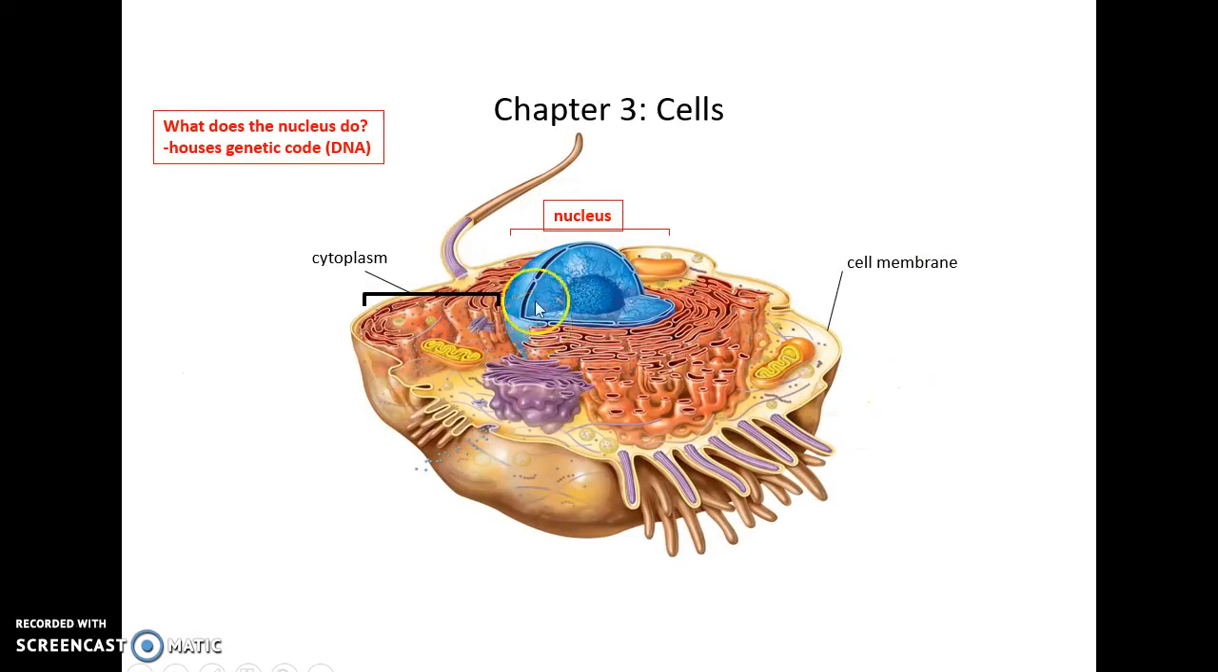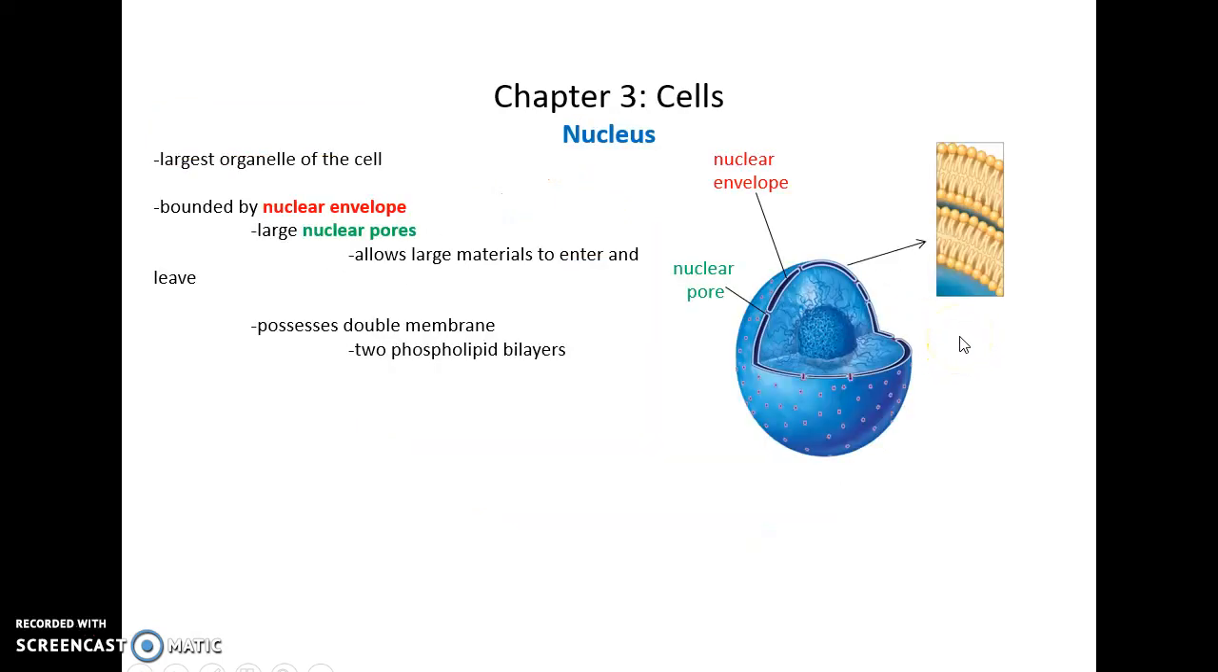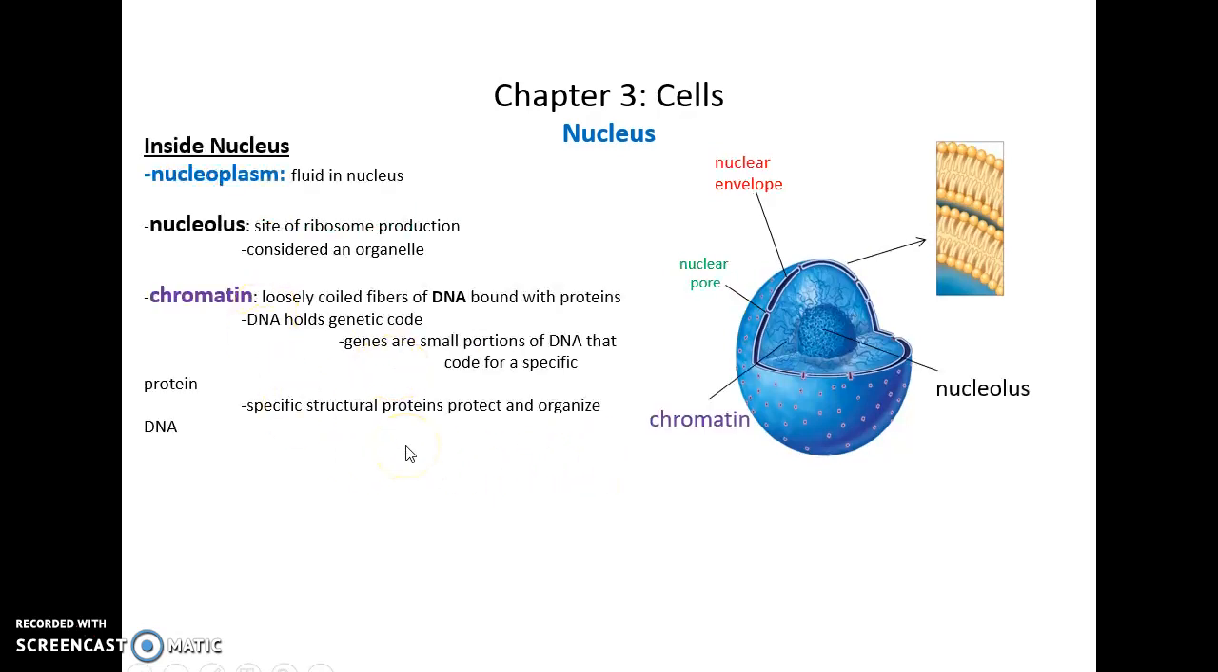Moving on to the nucleus. Nucleus is the largest organelle that houses the genetic code, the DNA. The nucleus has a nuclear envelope, which has a double membrane layer, so two phospholipid bilayers make up the nuclear envelope. There are also very large pores that are there to allow large materials to pass into or out of the nucleus. The fluid in the nucleus is called nucleoplasm.